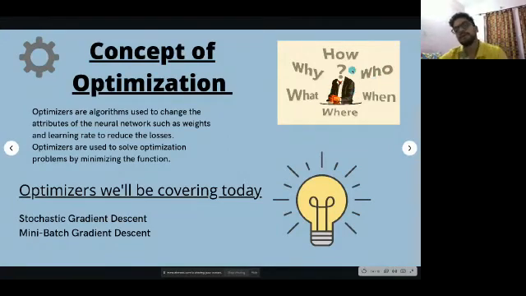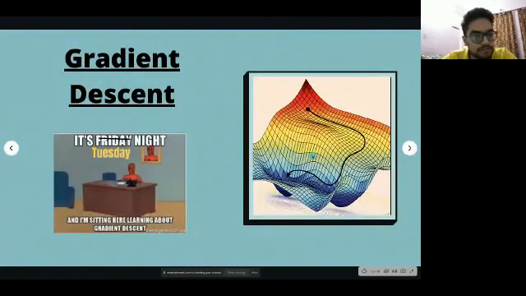And how? This is the biggest question, how. So one of the main optimization algorithms I'd like to cover in this session is gradient descent, which I'll be talking about in the next slide. Gradient descent is an optimization algorithm, and some of the other optimizers I'll be covering today are stochastic gradient descent and mini batch gradient descent. So let's come to gradient descent.